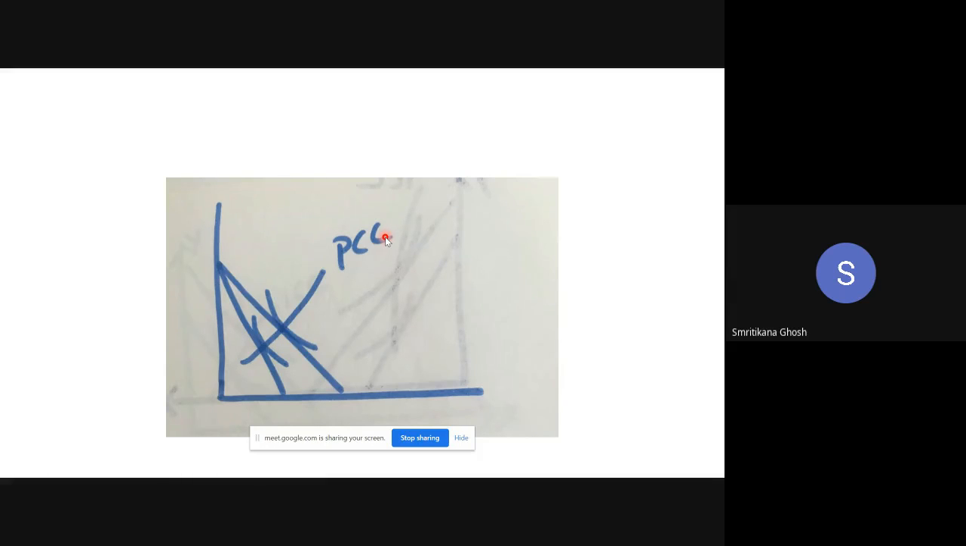Look, there is no change in price of Y. Only price of X has fallen. But because of that, you have increased the consumption of Y. Now, why is it? Just wait for the next 5 minutes. Then we will explain. But that is possible.